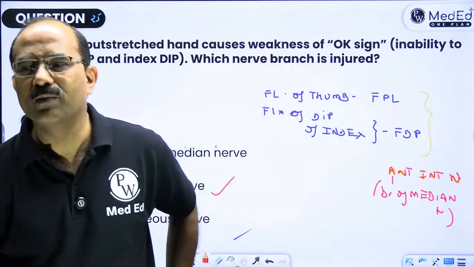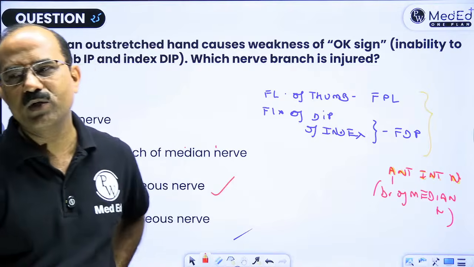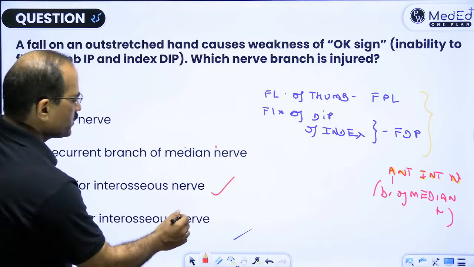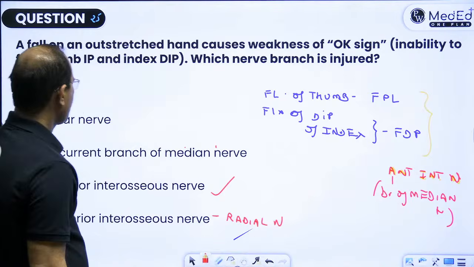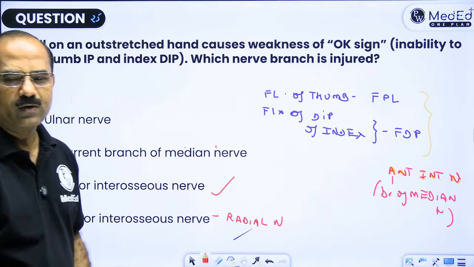अगर नहीं समझ में आ रहा है तो let me know. If you're not able to follow, let me know. Posterior interosseous nerve is a branch of what? Radial nerve. This is a branch of radial nerve. Ulnar nerve is out of question.